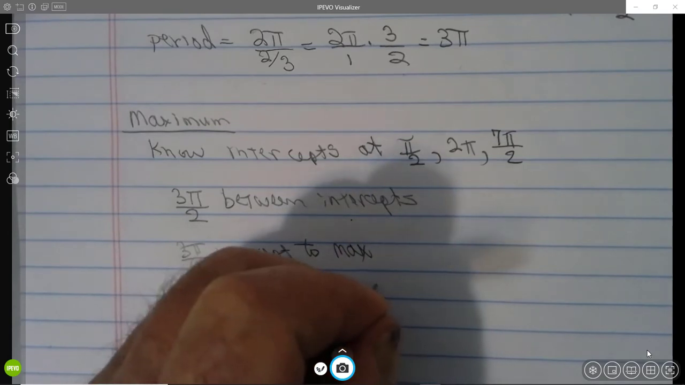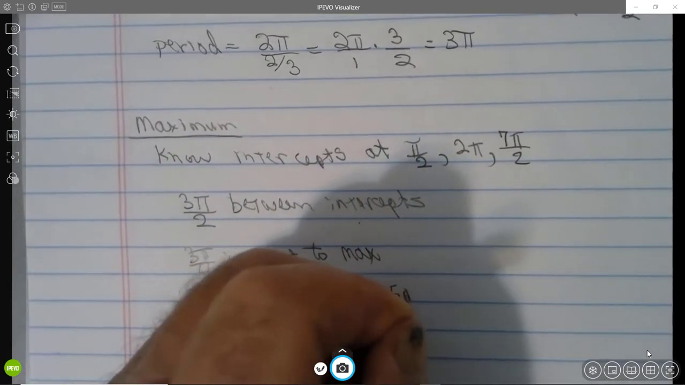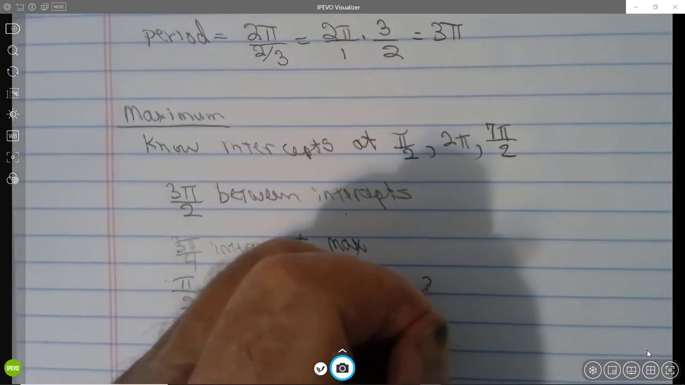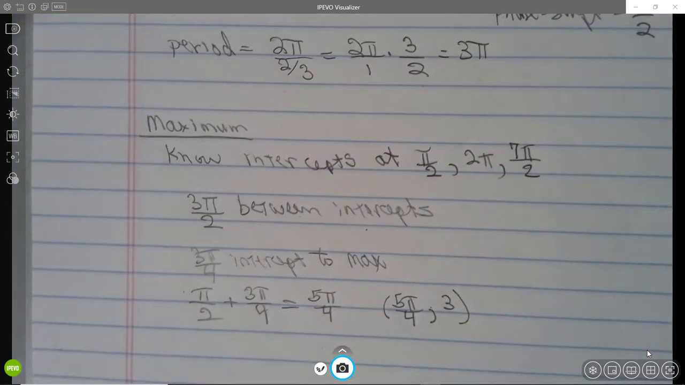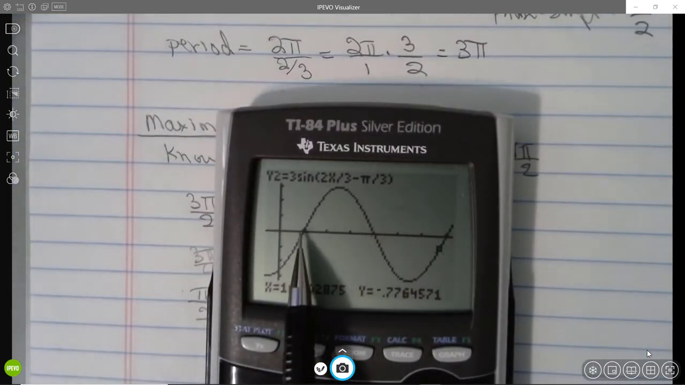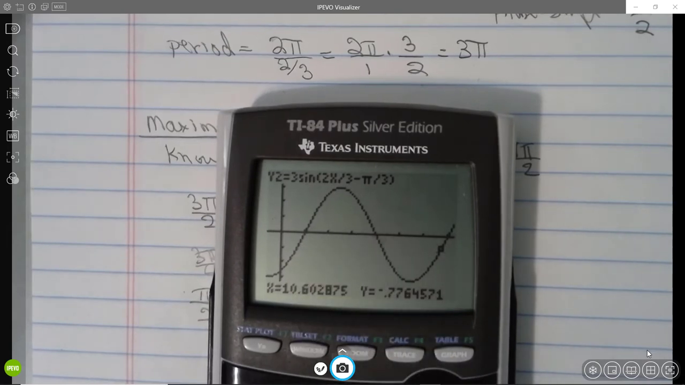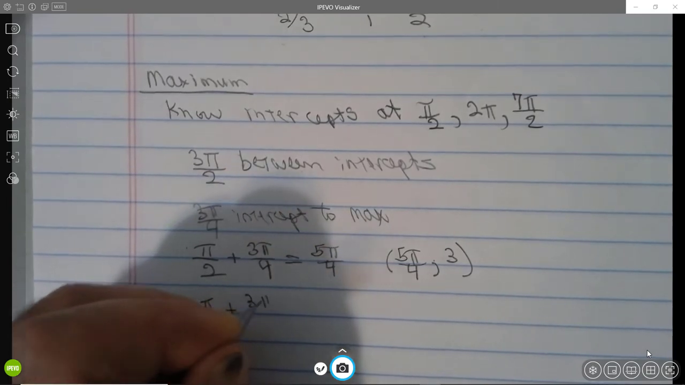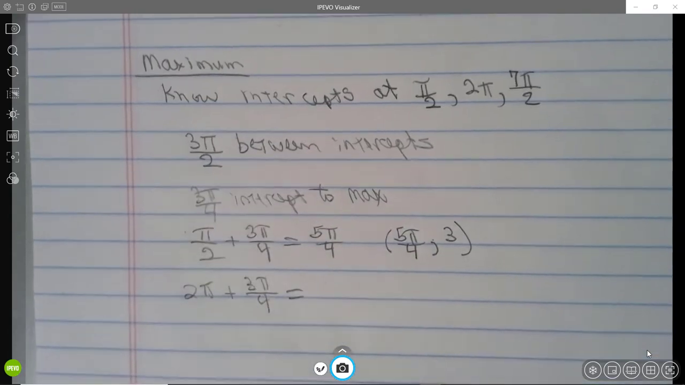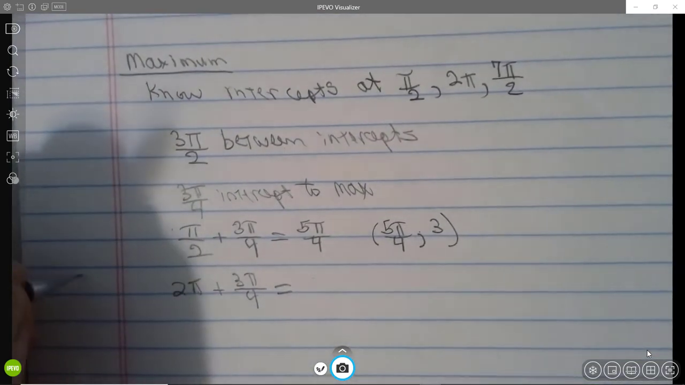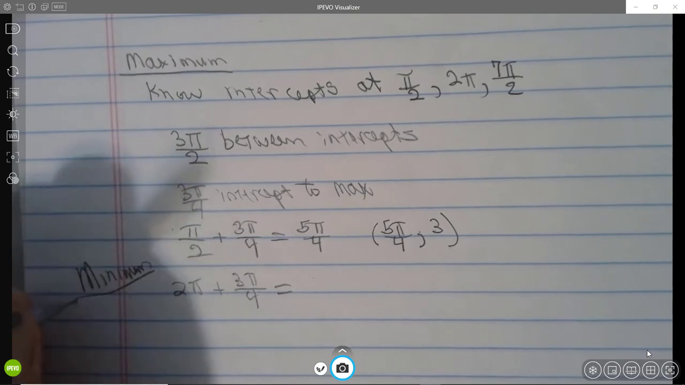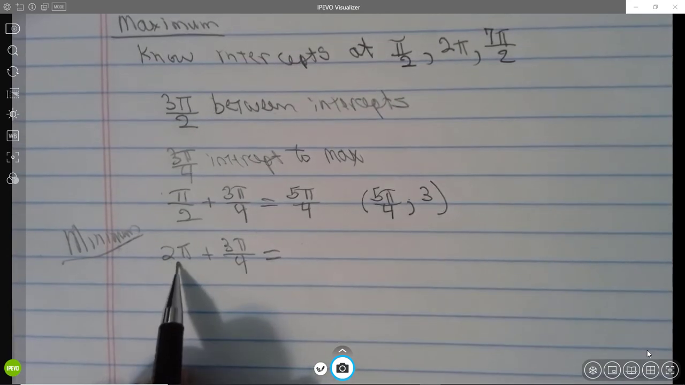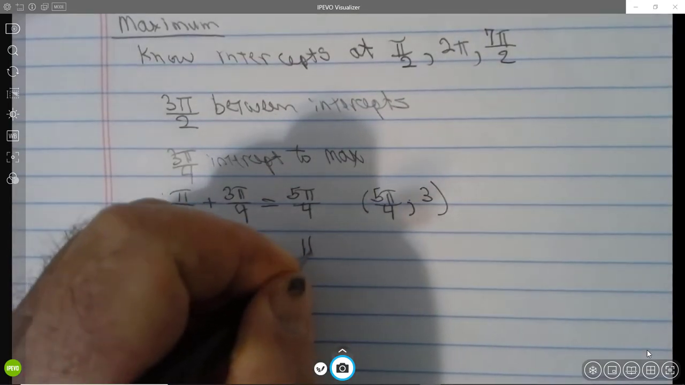is the x-coordinate of the max, and the xy pair then would be 5 pi over 4, comma, and the amplitude is 3, so the y-coordinate is 3. Then this intercept is at 2 pi, I think. 1, 2, yep, 2 pi. And then we'd add the same thing. 2 pi plus 3 pi over 4 is going to give me the x-coordinate of the minimum. So I've changed headings here. 2 pi plus 3 pi over 4. Well, let's see. This is 8 pi over 4 plus 3 pi over 4 makes 11 pi over 4.